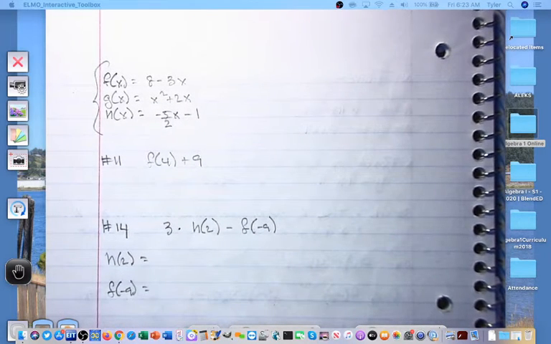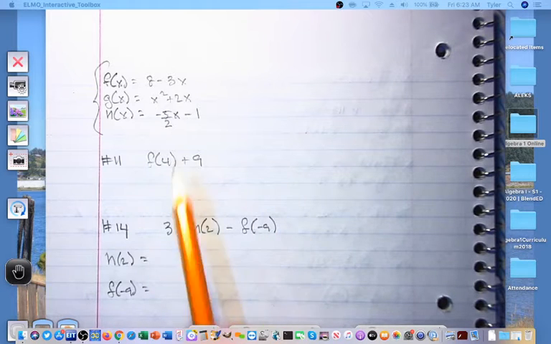The f of x is equal to 8 minus 3x. The g of x will be x squared plus 2x, and the h of x is equal to negative 5 over 2x minus 1. So in problem number 11, they've written what looks like a rather simple thing to do.